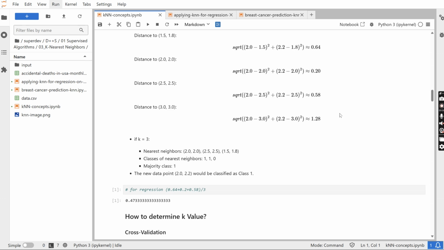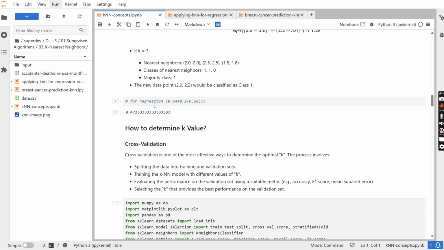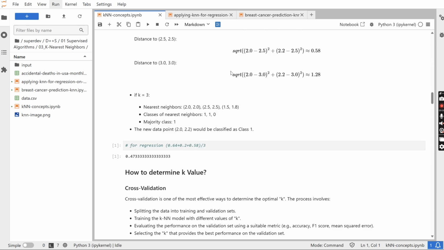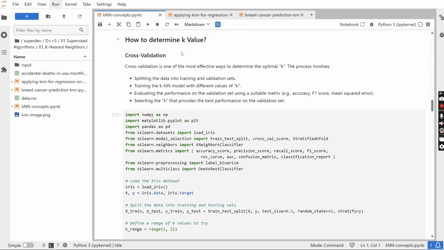Okay, and how is it going to identify the class? It will only look at the classes of the already identified data points, those 3 data points, and whichever class is the majority, it will assign that class. For regression, it will simply take the regression values of those 3 data points, divide by 3, and assign that value. So this is how the KNN algorithm works. And to determine k value, we use the cross validation method.